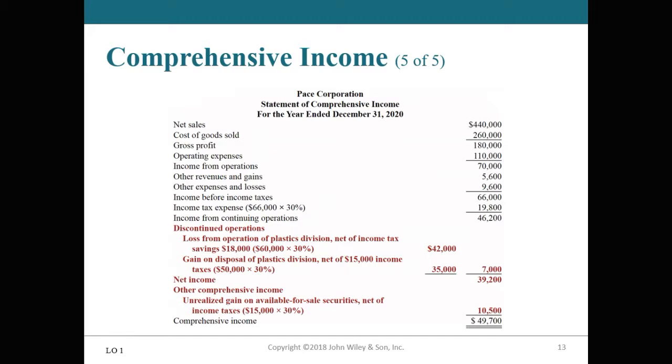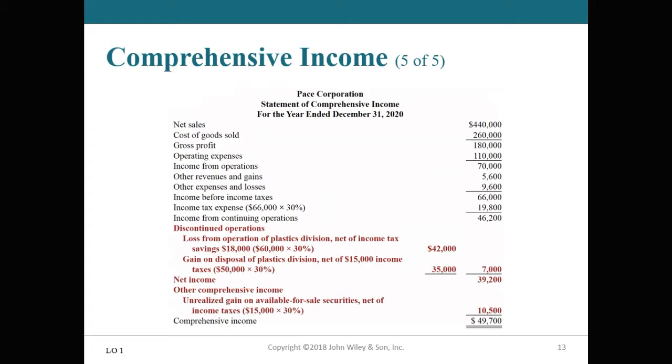Just to give you an illustration of how this would work, so we have PACE, we have all of their normal operating activities, and those are up here. So we get $46,200 in income from operations. We have some losses that occurred from discontinued operations here, which reduces us to $39,200 in net income.